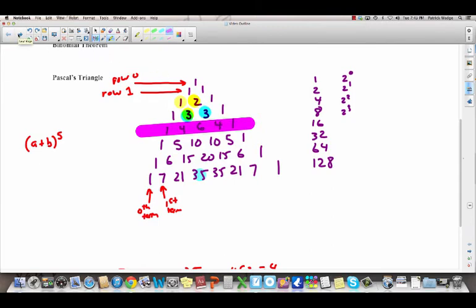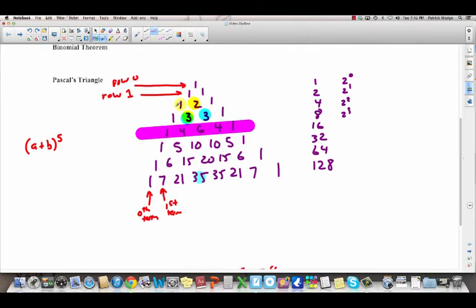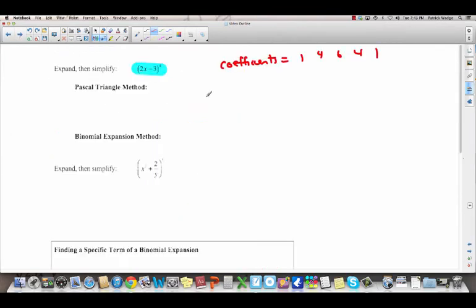Why don't I just right now write them on another page so I don't have to keep going back and forth. Coefficients equal 1, 4, 6, 4, 1. One last thing to notice about Pascal's triangle is how it's symmetrical. See, 1, 3, 3, 1, 1, 4, 6, 4, 1, 1, 5, 10. It goes up, it comes down, goes up and comes down. So it's also useful to know.